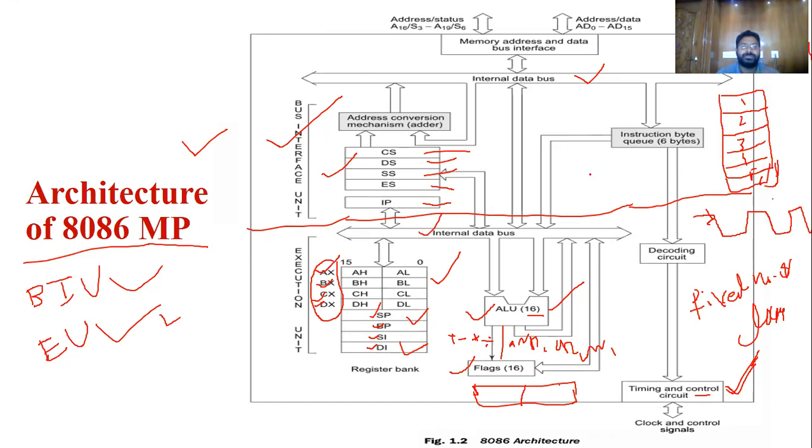This one is the buses. The buses are connected to each and every component. Now we are going to see once again the functionality of each and every part that is divided into the execution unit as well as the bus interface unit.